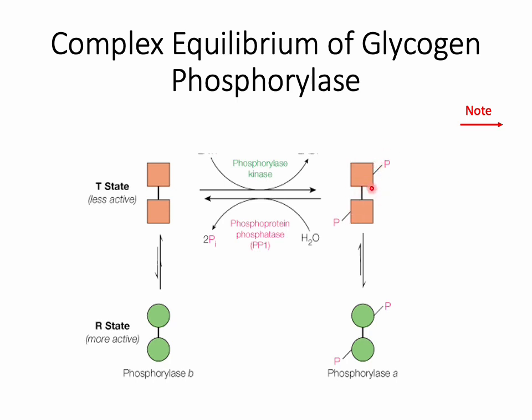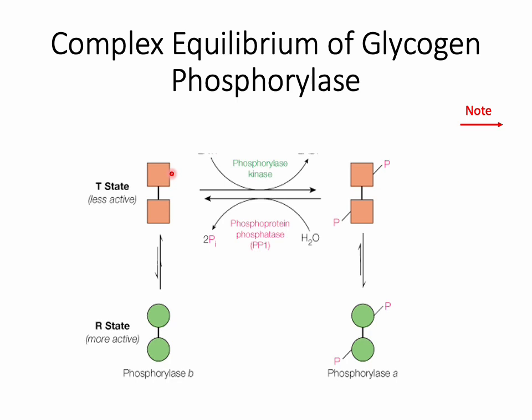In the phosphorylated form, the R state, or the more active state, is significantly more favored. In other words, in the dephosphorylated form, we have a less active enzyme because the T state is favored. In the phosphorylated form, we have a more active enzyme simply because the R state, or the active conformation, is favored. And conversely, phosphoprotein phosphatase dephosphorylates our enzyme and converts it back into this dephosphorylated, less active form.